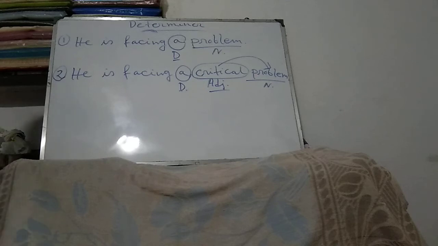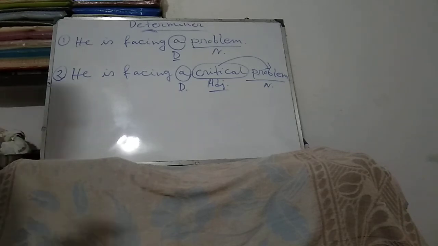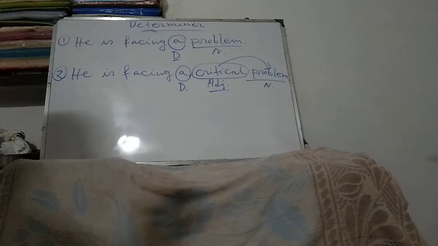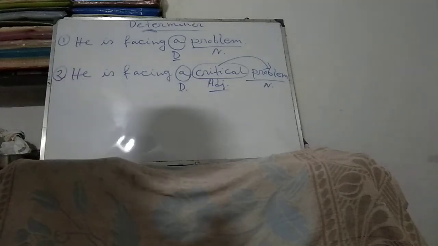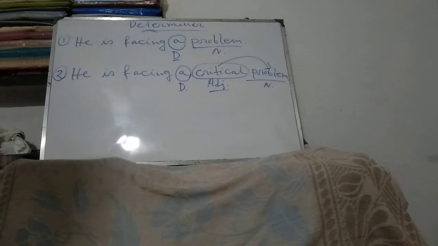Thereafter, in your book you must note that there are some points which clearly show the difference between adjective and determiner. In your book it is clearly given that an adjective describes a noun, as I have already told, and that's why an adjective is called a describing word.